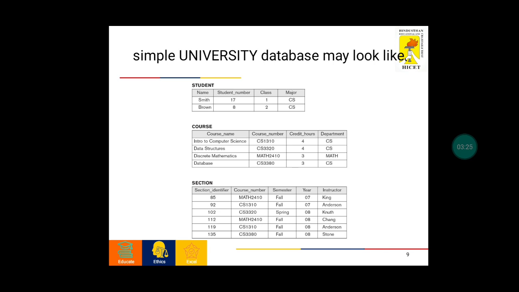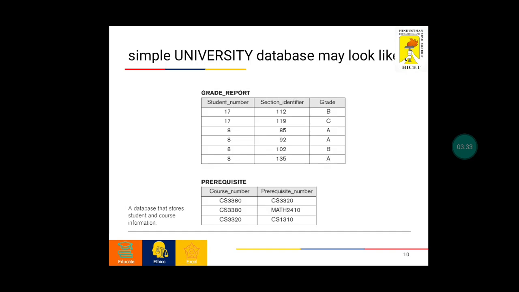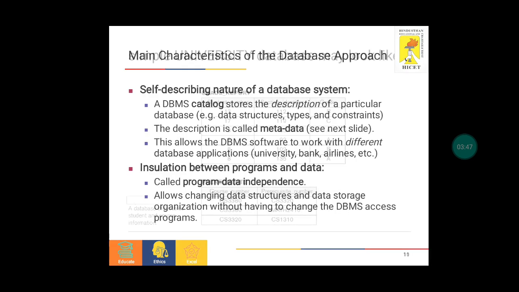And then the next relation is section. It consists of 5 columns or 5 attributes. That is section identifier, course number, semester, year, instructor. The next relation is grade report. It consists of 3 columns: student number, section identifier, and then grade. Next one is prerequisite. It consists of 2 attributes, that is course number, prerequisite number.